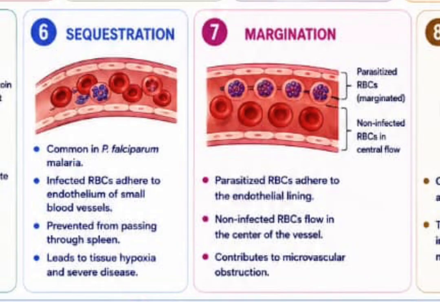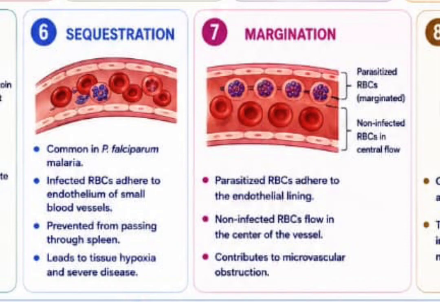Margination. Now what is happening in margination? The parasitized RBCs will adhere to the endothelial lining. Are you getting it? So when they adhere to the endothelial lining, non-infected RBCs will flow at the center. As they are marginating themselves in the endothelium, they will be reducing space for good RBCs to flow through, while increasing peripheral resistance.